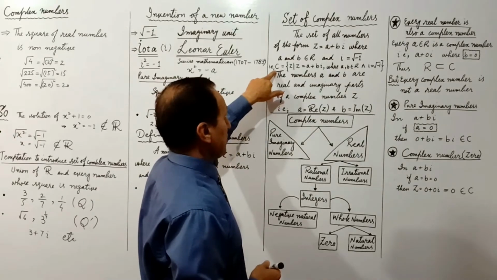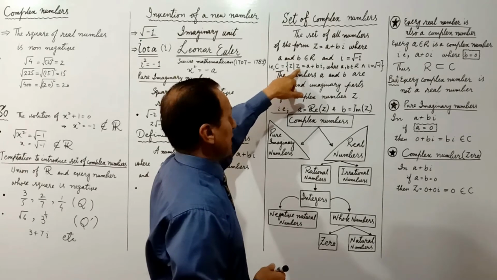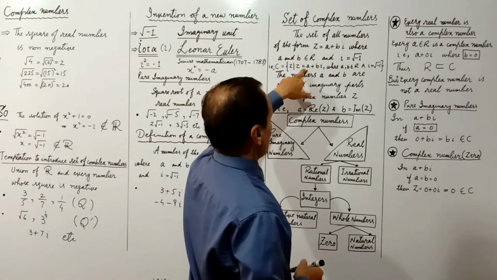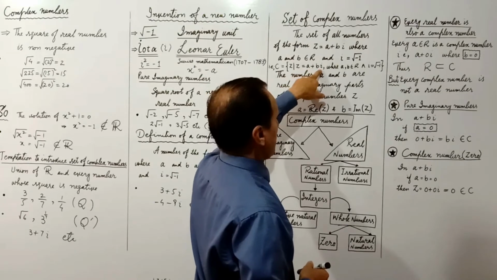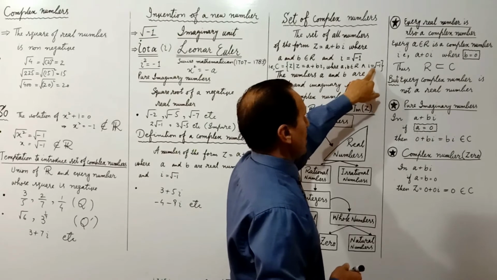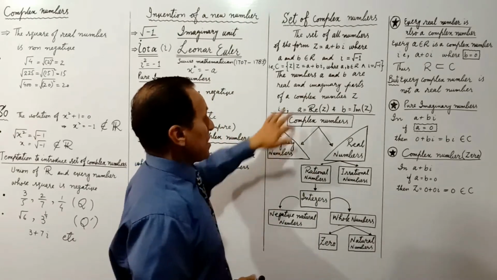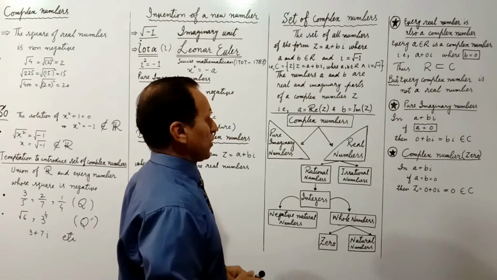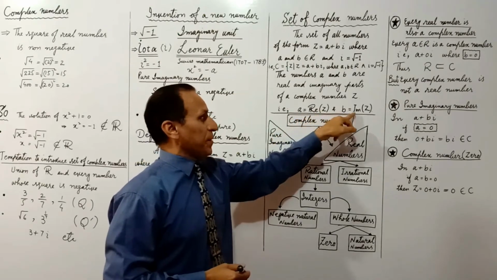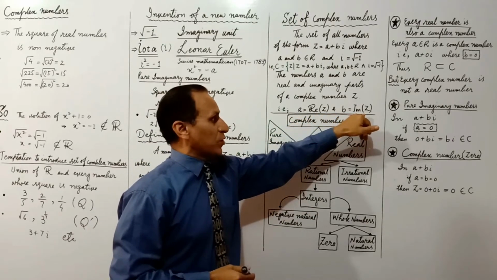Symbolically, in set builder form, that set is written as C, the set of all complex numbers z such that z is equal to a plus b iota, where a and b belong to the set of real numbers and iota is equal to under root minus 1. The numbers a and b are the real and imaginary parts of the complex number. Symbolically, they can be represented as a is equal to Re of z and b is equal to Im of z, meaning a is the real part of z and b is the imaginary part of z.